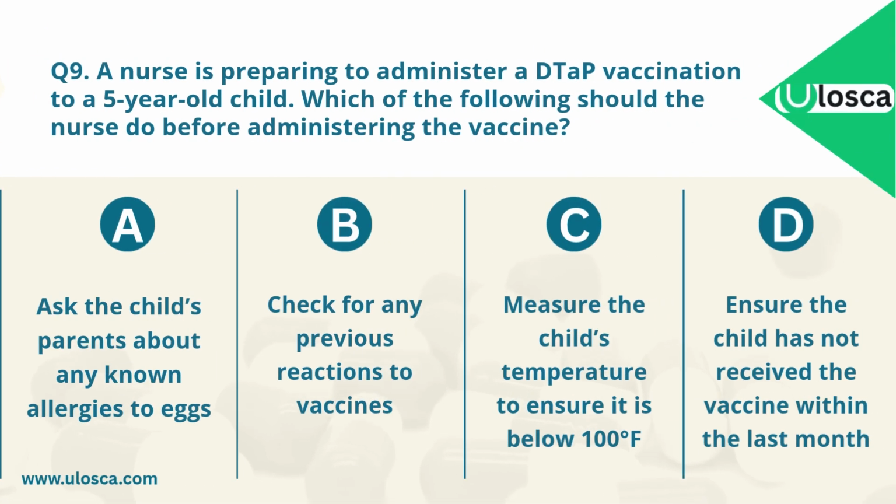Question 9. A nurse is preparing to administer a DTaP vaccination to a 5-year-old child. Which of the following should the nurse do before administering the vaccine? A. Ask the child's parents about any known allergies to eggs. B. Check for any previous reactions to vaccines. C. Measure the child's temperature to ensure it is below 100 degrees Fahrenheit. D. Ensure the child has not received the vaccine within the last month. Which one is the correct answer?